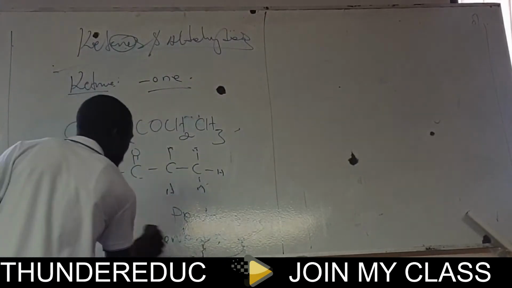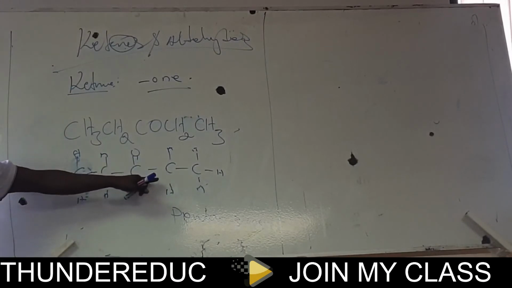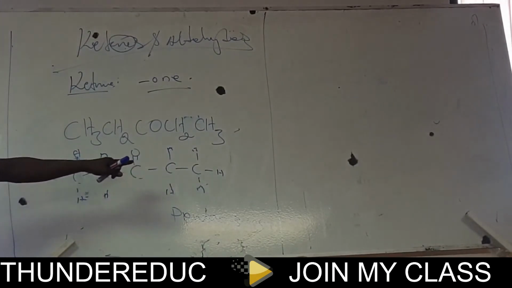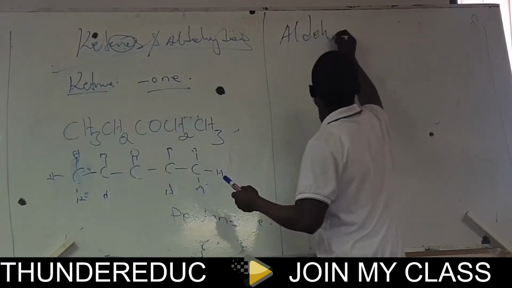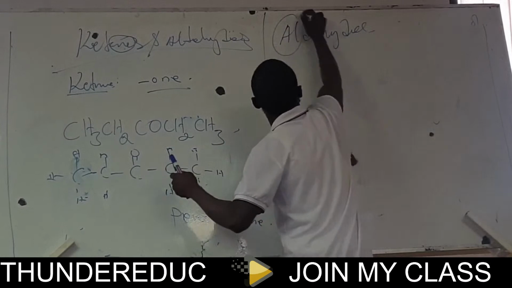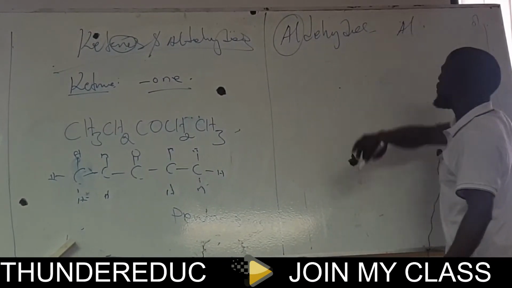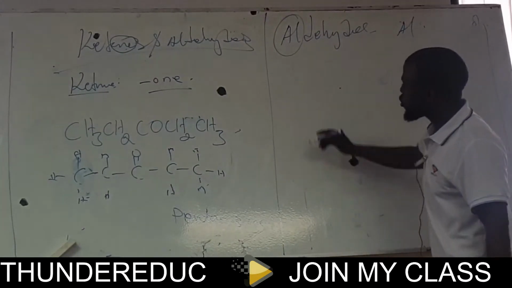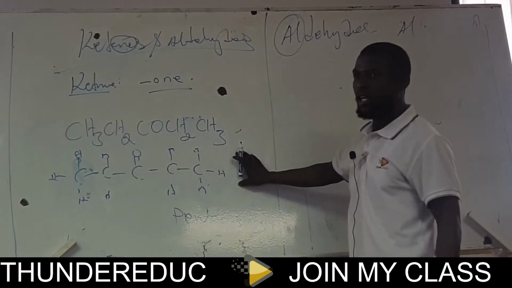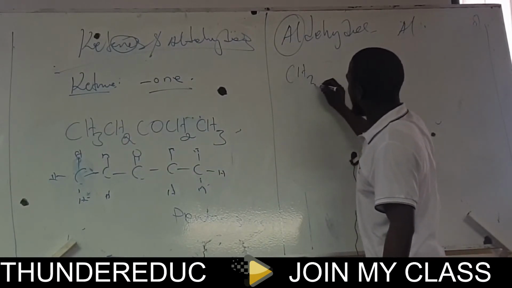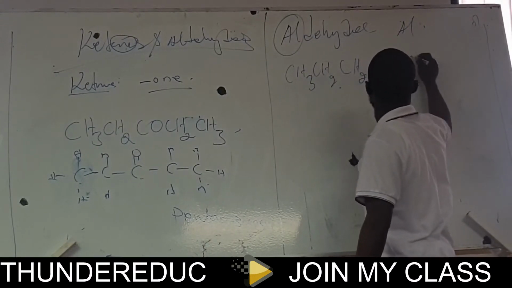So now, let's convert this into a functional isomer, which is the aldehyde. Remember, aldehydes end with -al. You understand? They end with what? -al. So it must have that at the end. So I'm going to put this at the end. It's going to be CH3, CH2, CH2, CH2, COH.